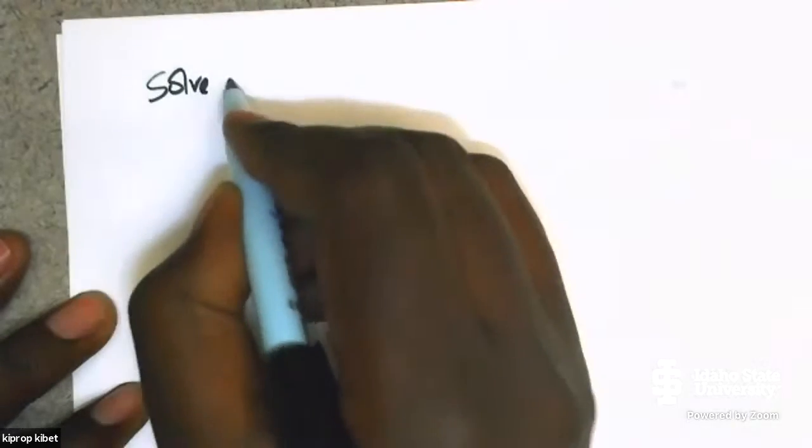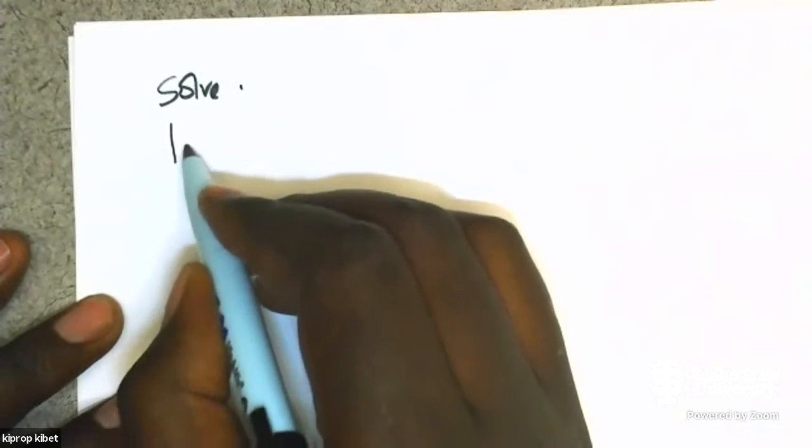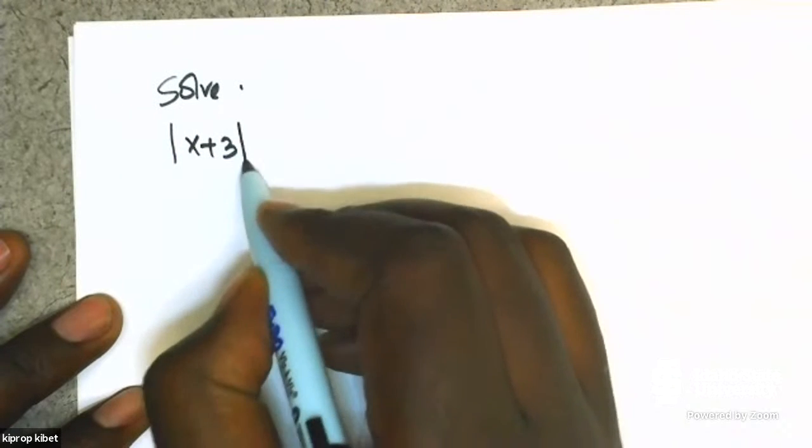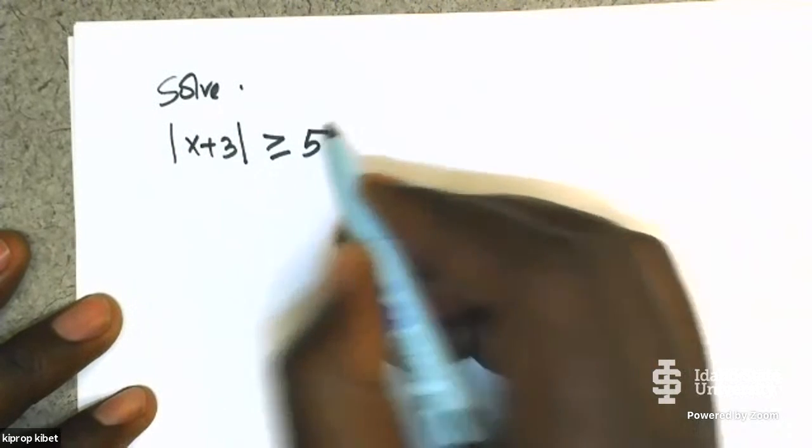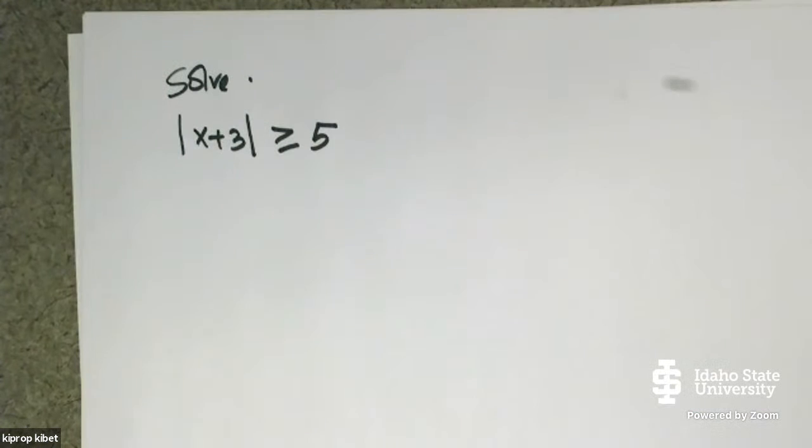Absolute value of x plus 3 is greater than or equal to 5. Write your answer in interval notation. How should we solve it? It is already explained. So what is the next step? x plus 3 is greater than or equal to 5, or x plus 3 is less than or equal to negative 5.